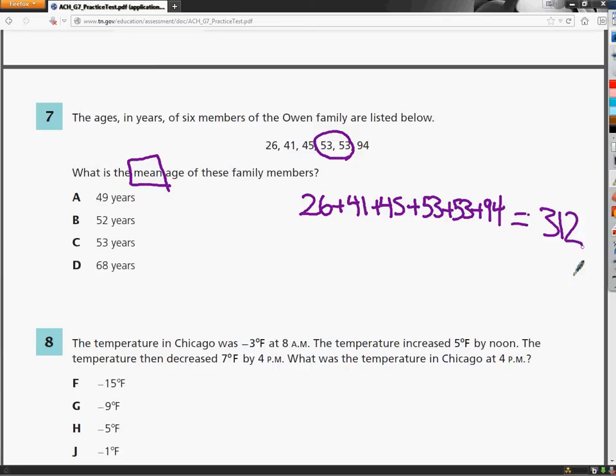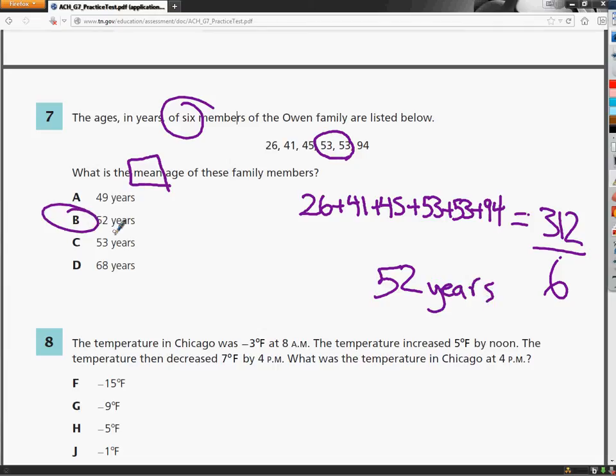I'm going to take that number and divide it by how many people are in the family. 6 members in the family, so divide by 6. And my answer is 52 years. So over here, circle B.